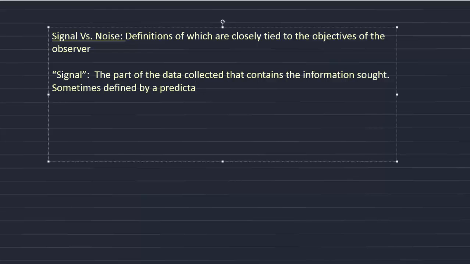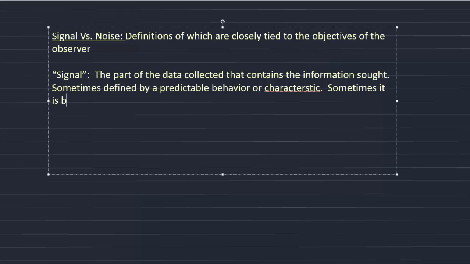Predictable behavior, or characteristic. And sometimes it is based on a model. So you can see that, of course, by the definition of signal, it's closely tied to the objectives of the observer, as I mentioned above.